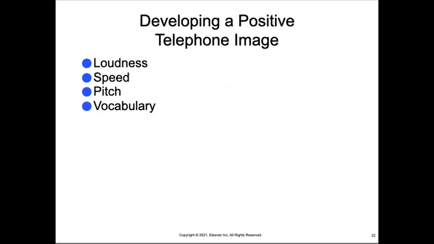Developing a positive telephone image can include these qualities. Loudness is the volume of the voice. It is when the volume is either too loud or too soft that a negative impression is formed. So you want to adjust your loudness appropriately. The speed or rate of speech refers to the quickness with which a message is spoken. When the speaker speaks quickly, the receiver may not understand a portion of the message.